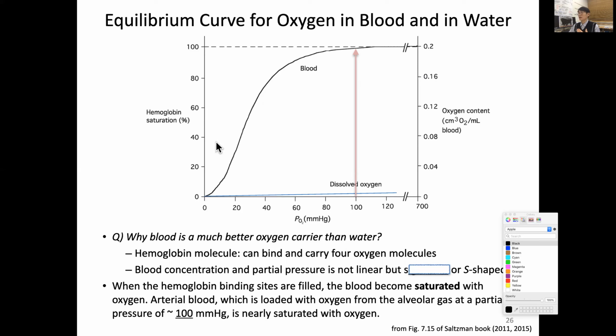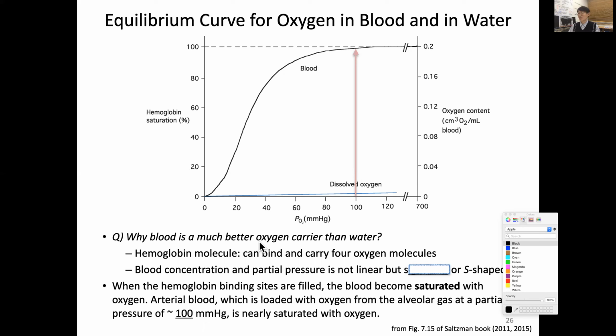This looks a little complicated, but the x-axis is the partial pressure of oxygen. As partial pressure goes higher and higher, the dissolved oxygen in water increases proportionally, while hemoglobin is an amazing unit that has a high oxygen carrying capacity. Look at this very interesting shape, dependent on hemoglobin saturation. By a partial pressure of about 100 mmHg, it's already almost close to 100%, actually 97.5% saturation. And that oxygen content will be close to 0.2 milliliter of oxygen per milliliter of blood, which is pretty high.